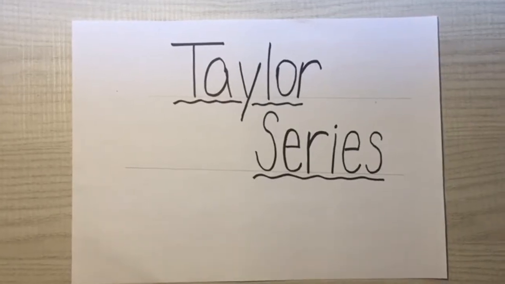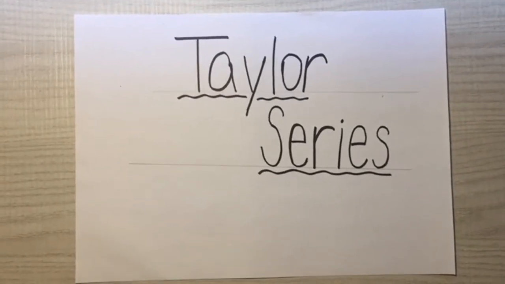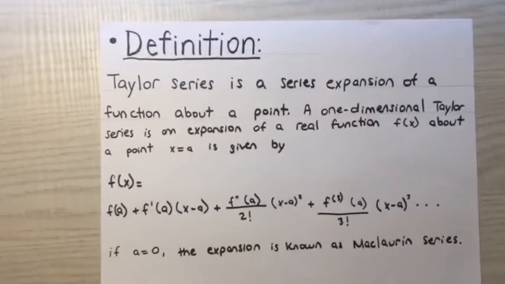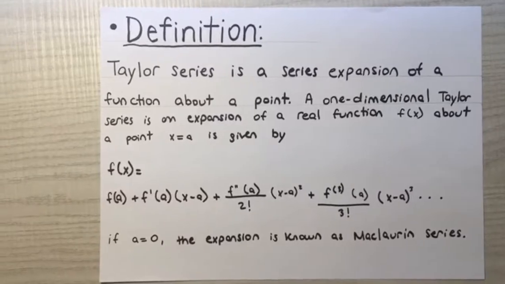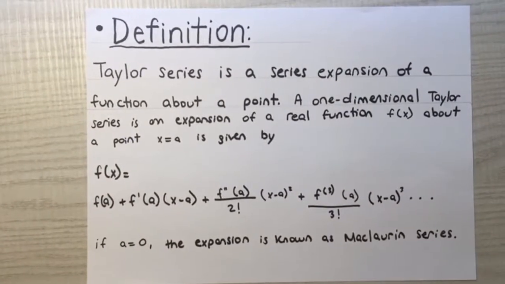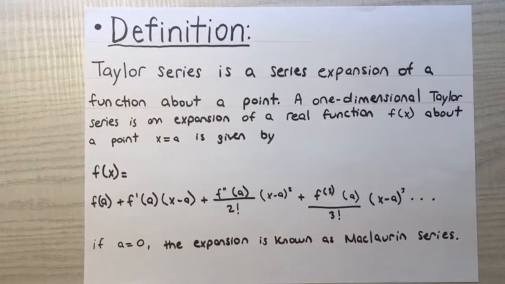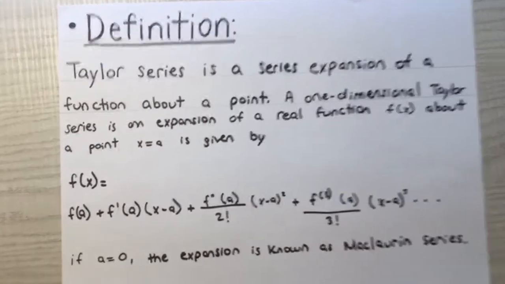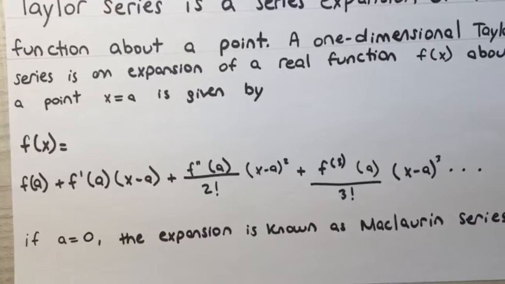The next topic we will be talking about in the mathematics video assignment is the Taylor series. Now, what is the Taylor series? The Taylor series is a series expansion of a function about a point. A one-dimensional Taylor series is an expansion of a real function f of x about a point x equals a, which is given by this equation right here.